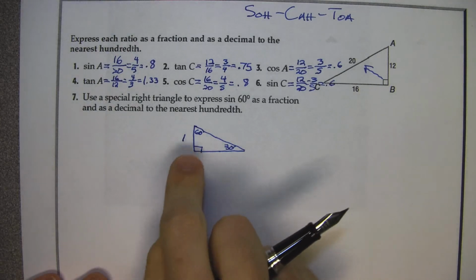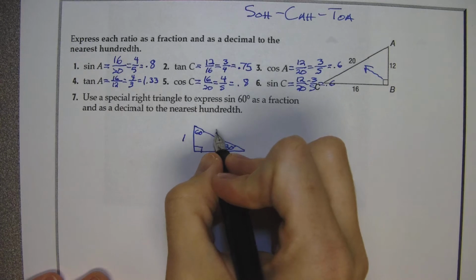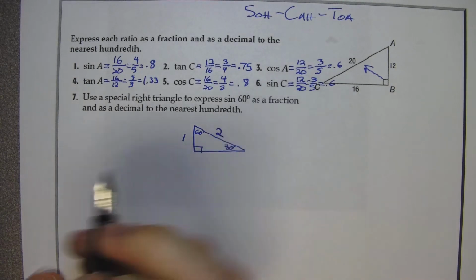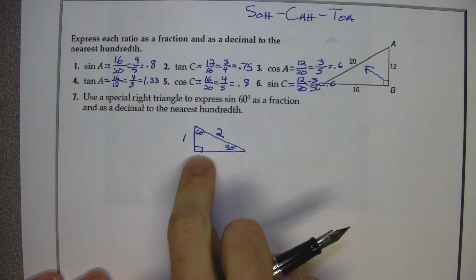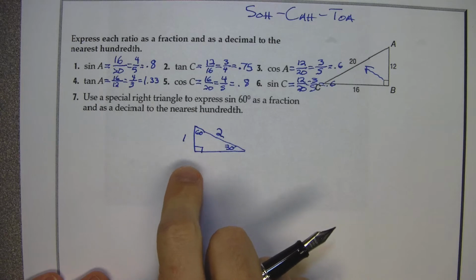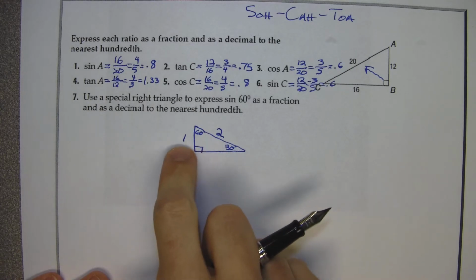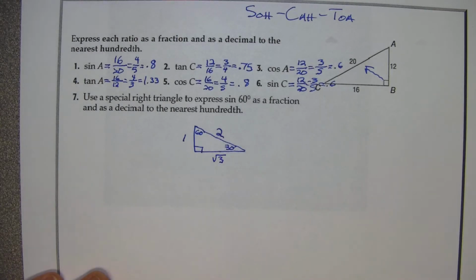Well, we know our relationship here in a special right triangle. If this is 1, then the hypotenuse is twice that amount. So we'll make it 2. And we said this other side, this third side, is going to be the shorter side multiplied by the square root of 3. So 1 multiplied by square root of 3 is simply square root 3. So there's no sense in making this more complicated than it needs to be.